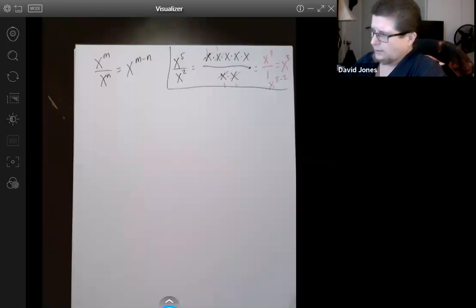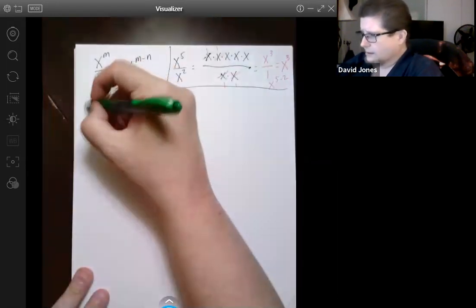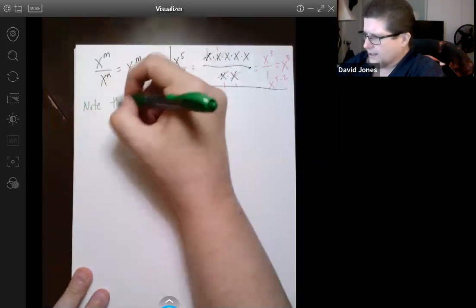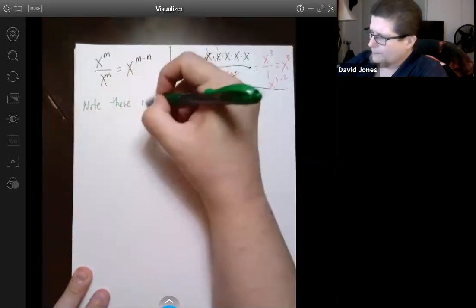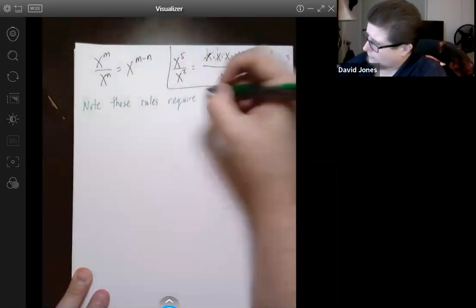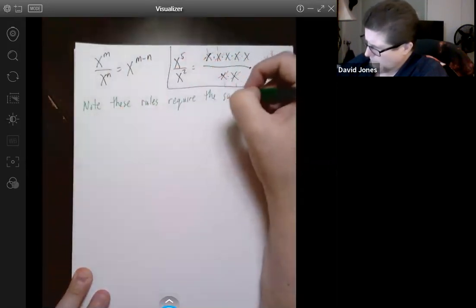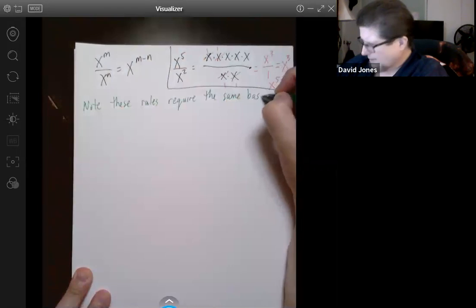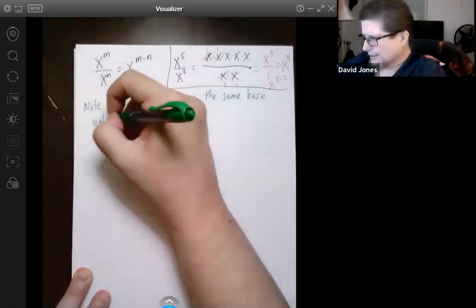Note, these rules require the same base, unless explicitly shown.